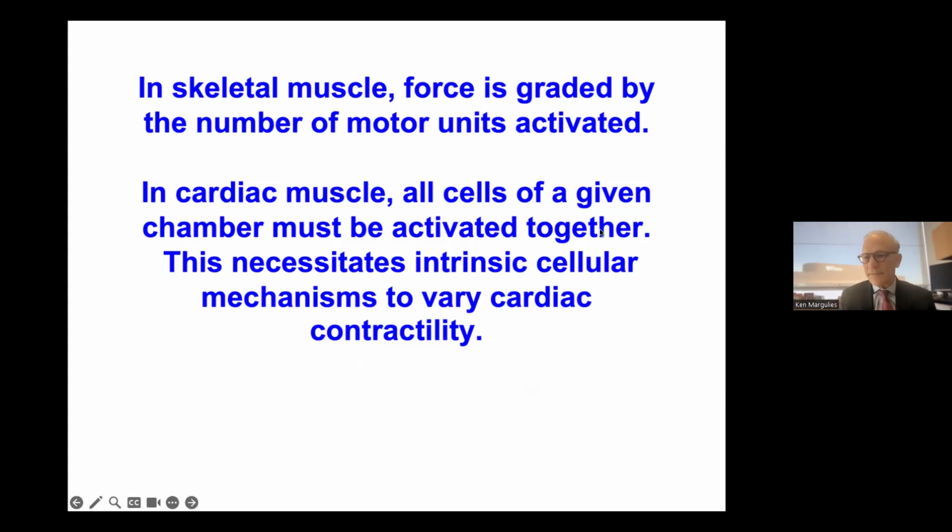We understand that from the use of cardiac resynchronization therapy, that when they're not all activated together, we get inefficiencies of energetics and contractility dynamics that impair pump function, and that when we restore that with something like CRT, we get improved pump function. So we know that we need to have a functional syncytium within each chamber, but it means that if we're going to grade contractility, then we need to do it by something other than the number of motor units. This is electrically all coupled.